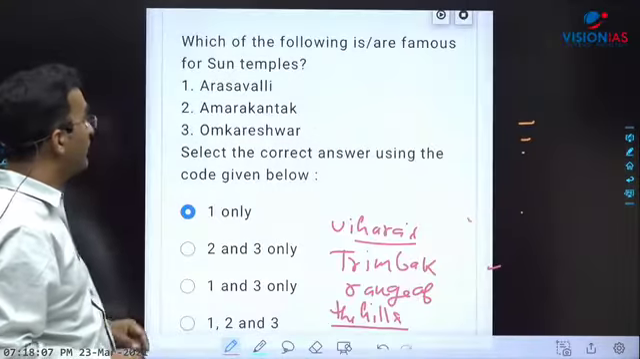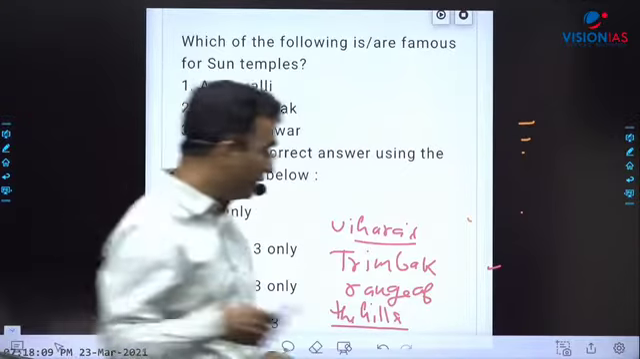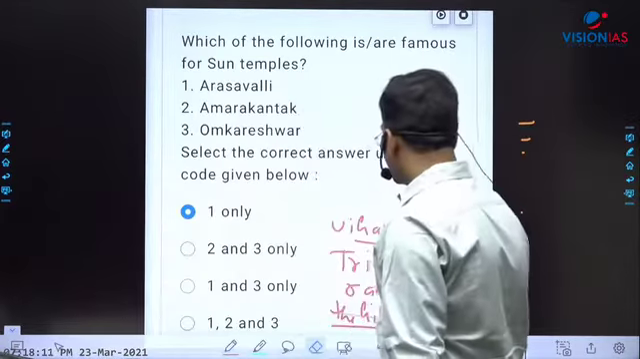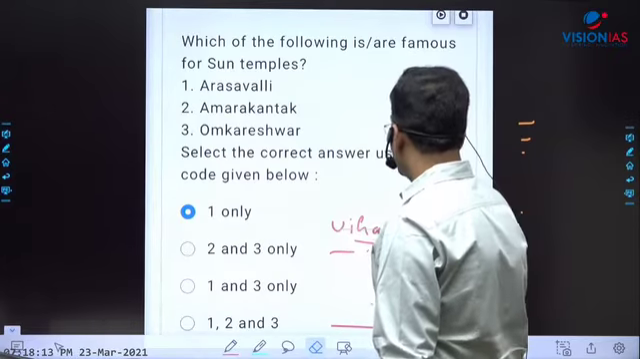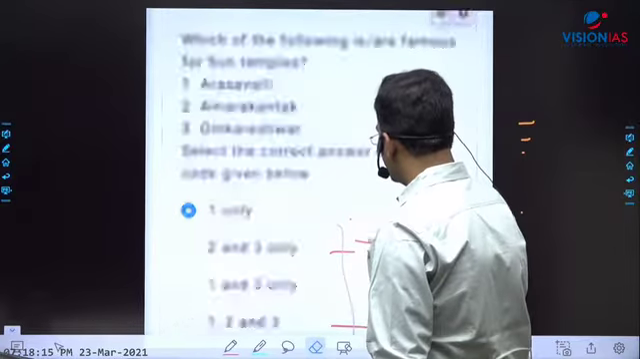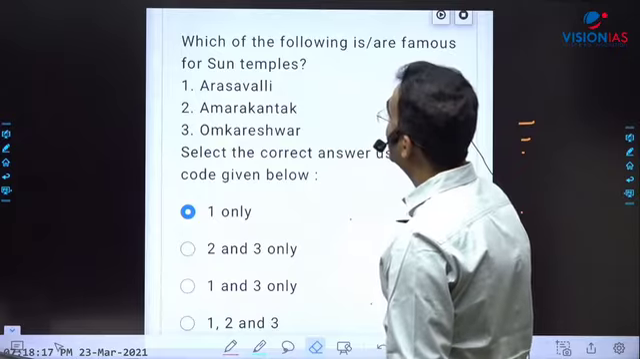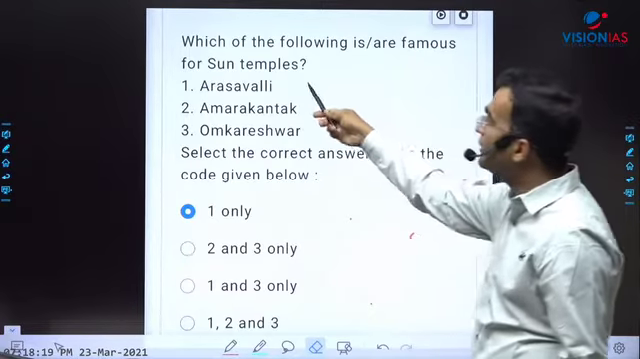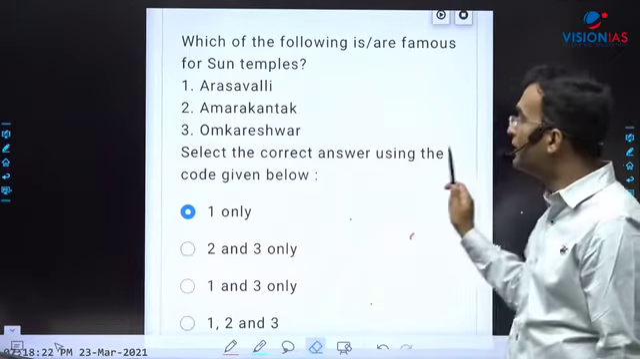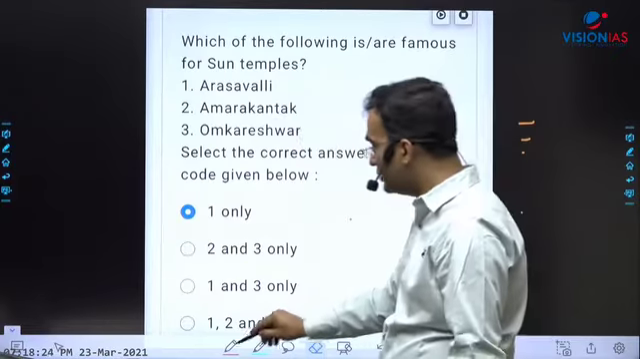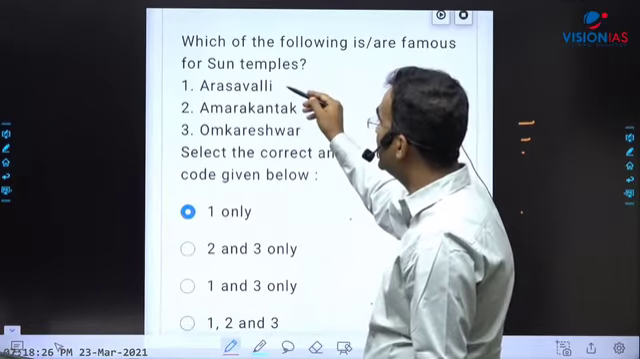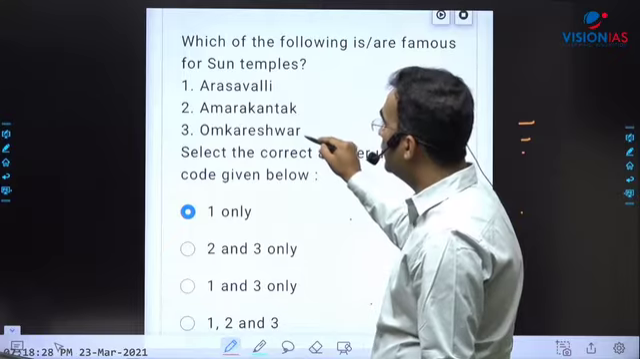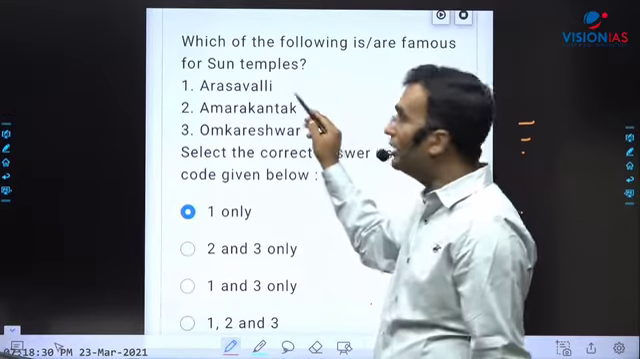So you can see the question. This was the question in 2016. Many times the essence of the question changes when I am writing. So, which of the following is/are famous for the Sun Temple? This was the exact question. The options, as you can see, are Arasavalli, then Amarkantak, Omkareshwar.